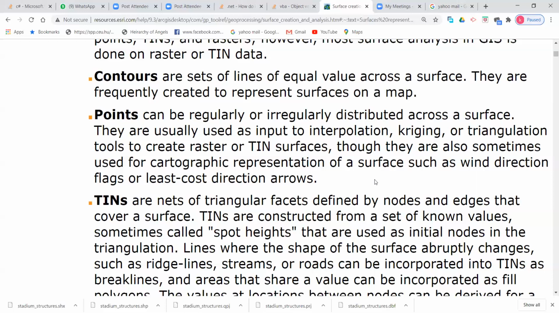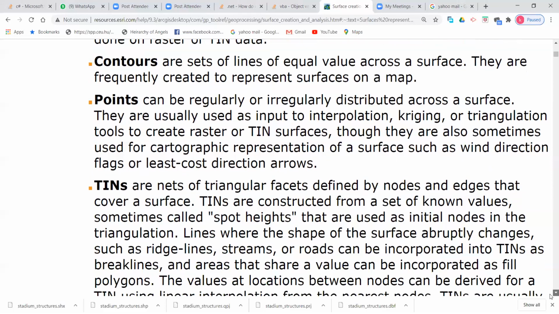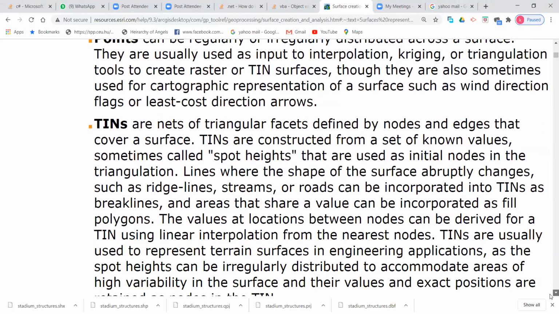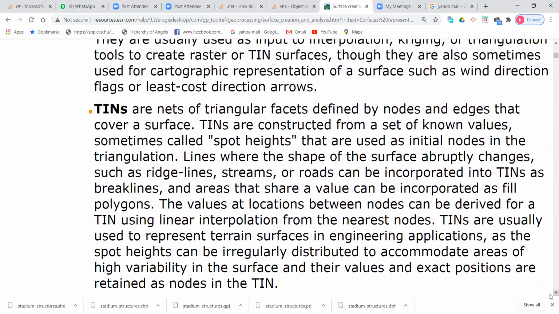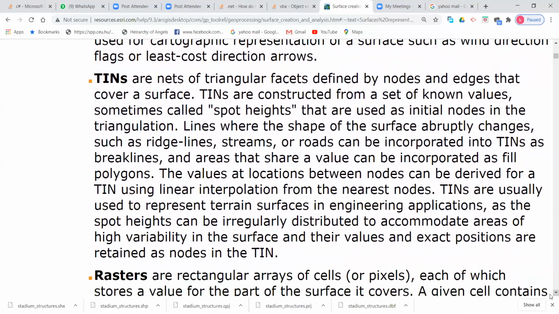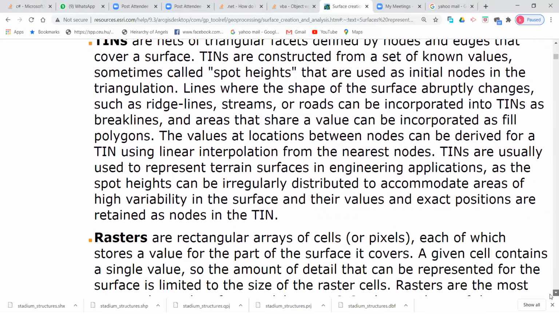Okay. So TINs, I think we already talked about TINs, that they are triangular facets, and they are defined by nodes and edges. I told you edges are like links in networks, or they are lines, really. The nodes are points, the beginning and end of the arc. So things are constructed from a set of known values, sometimes called spot heights, which are really popular for that. Okay, so there you go, rasters.